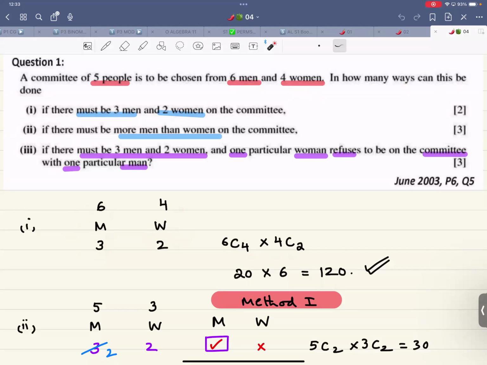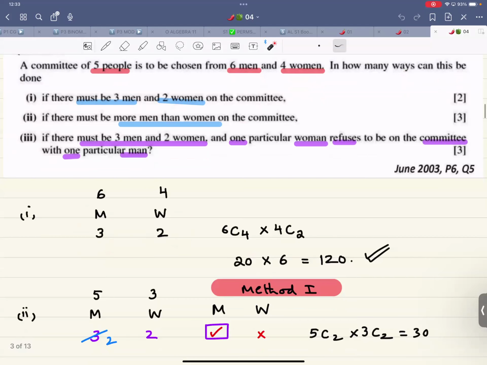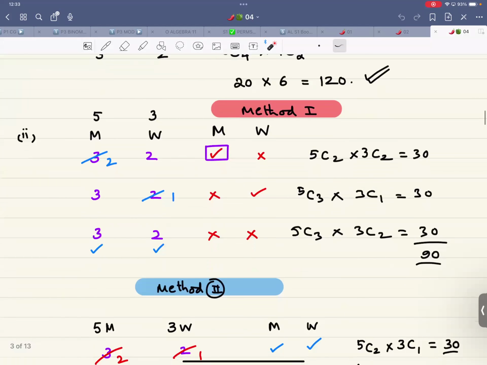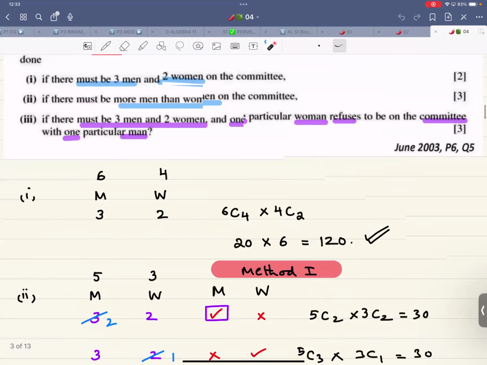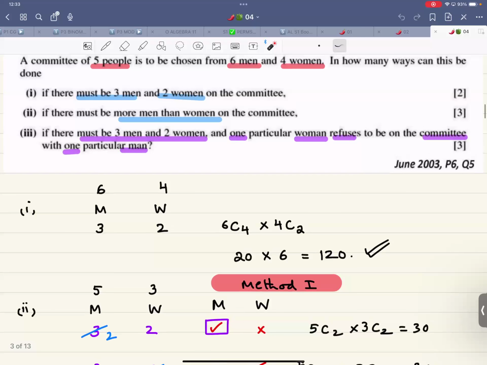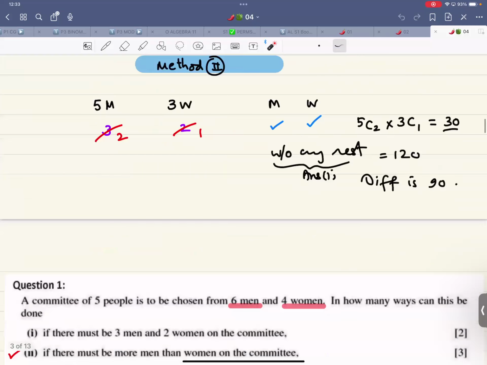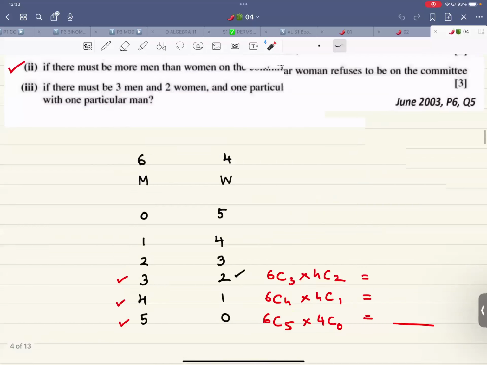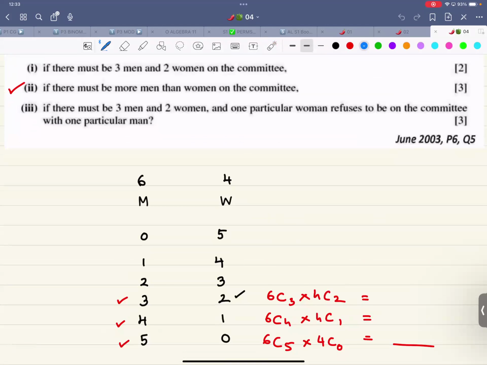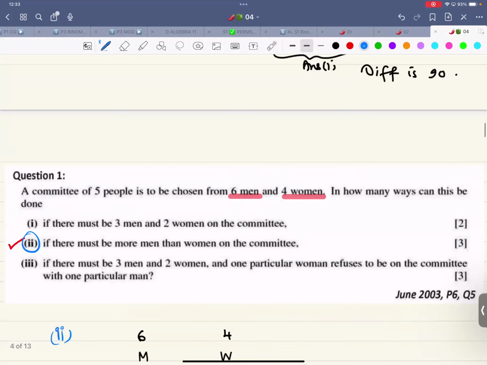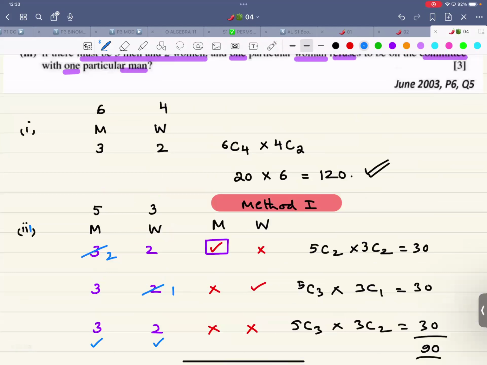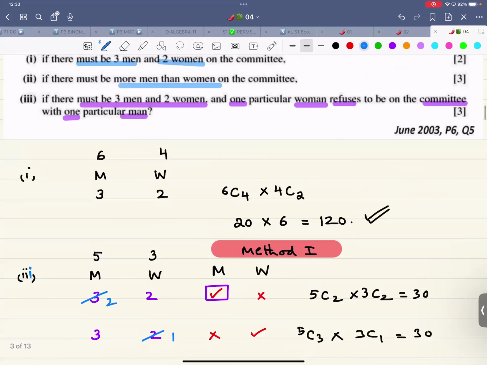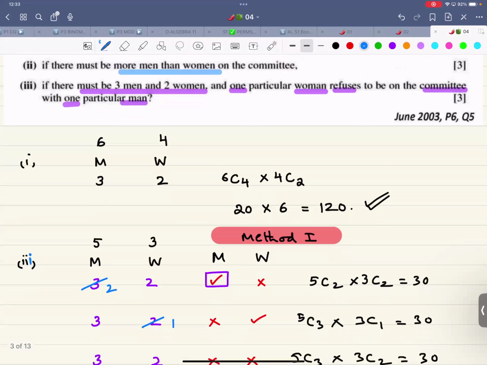Second part, there must be more men than women on the committee. I think this working that's showing over here is, I think, of the third part. It says second, but it's the third part. This is the second part. So let me just correct myself. This is the second part over here, and over here, this one is labeled not correctly. This is the third part. Let's focus on the third part first.